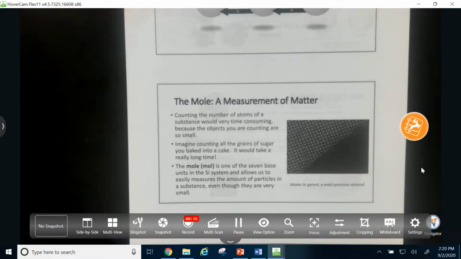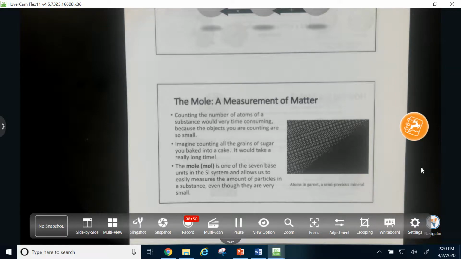You know how much is in a dozen. You know that it's going to be 12. It doesn't matter if we have a dozen donuts, a dozen eggs, or a dozen basketballs. We have 12 donuts, 12 eggs, 12 basketballs. And a mole is the same thing. A mole is going to be a measure of how much stuff we have.